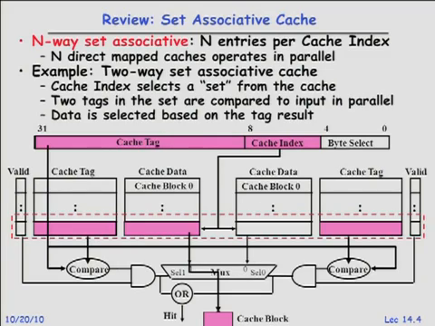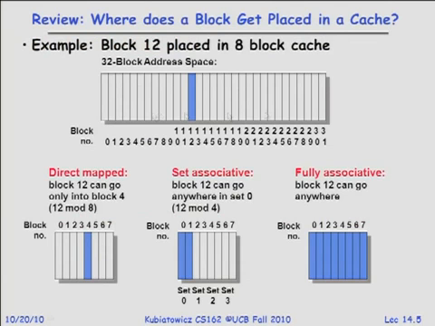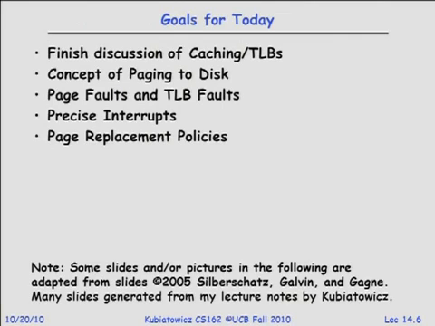Okay, good. So we also briefly put up this slide. So now that you know what all these terms are for sure, here's some address space. Here is an 8-entry cache. If we have direct map, that means that, for instance, this line, address 12, has exactly 1 place to go because it's direct mapped. If it's 2-way set associative, there's 2 places for it. If it's fully associative, we can put it anywhere in the cache. Okay? Good. So today I want to finish the discussion of caching and TLBs, and then we'll get into paging.